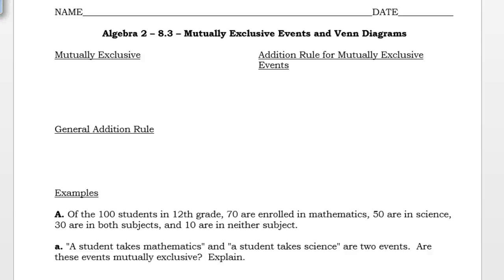This is Algebra 2, Lesson 8.3, Mutually Exclusive Events and Venn Diagrams. Mutually exclusive means cannot happen at the same time.